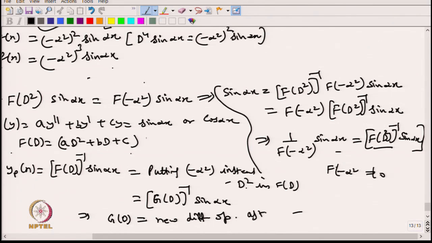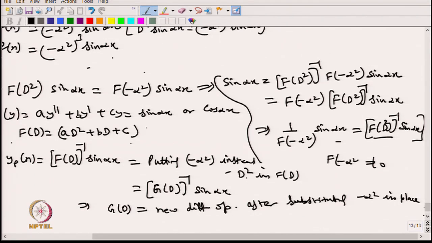after substituting minus alpha square in place of D square in f(D). Okay. And then we will solve this one.